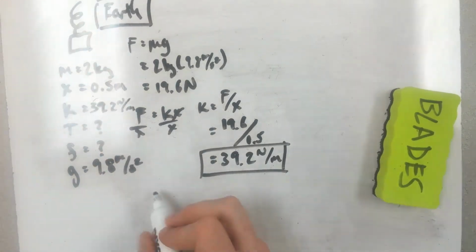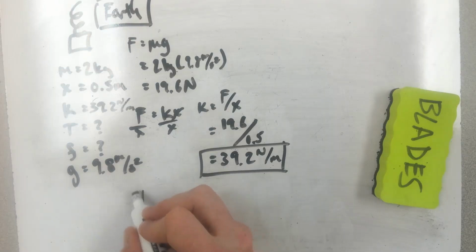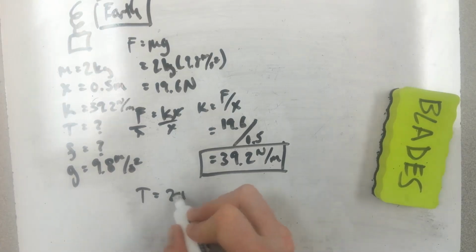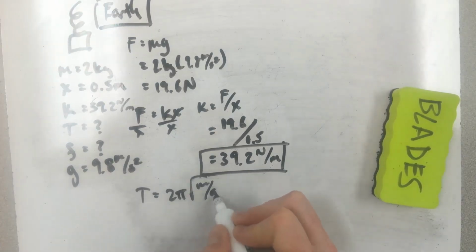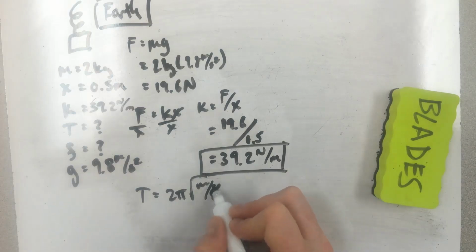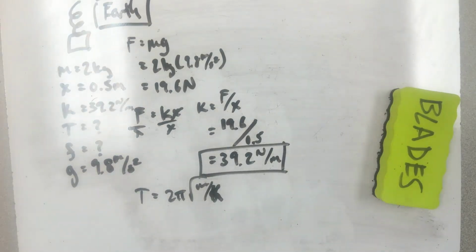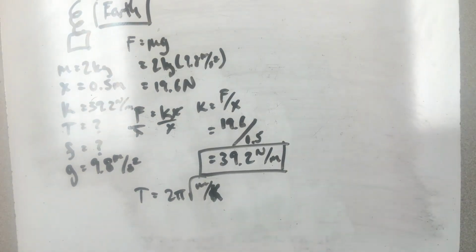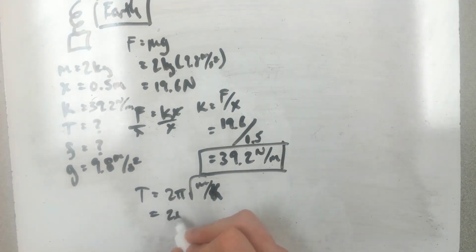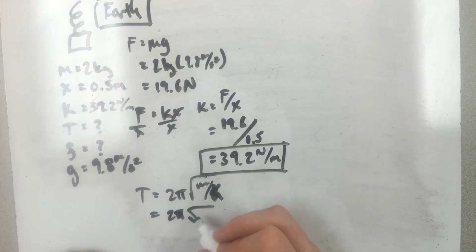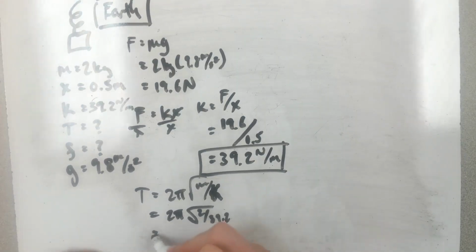And now, same deal, second verse, same as the first. T is equal to 2 pi square root of m over k. I know it looks like I almost drew a G there, and I did, but it is a K. All right, so we know enough. Let's plug this in. 2 pi times the square root of 2 divided by 39.2.